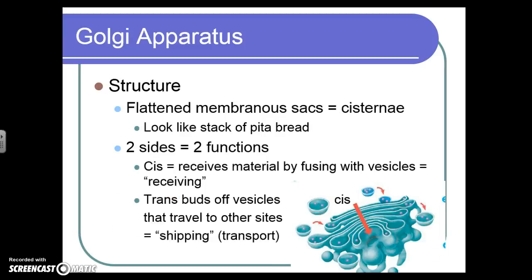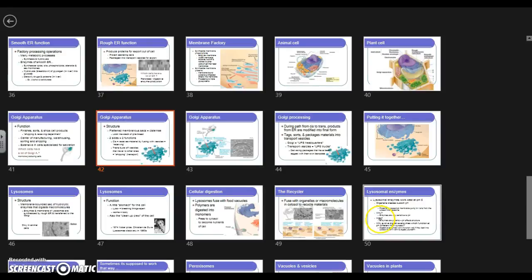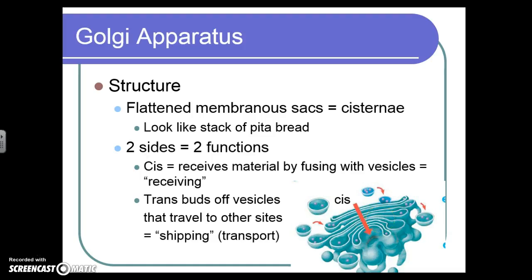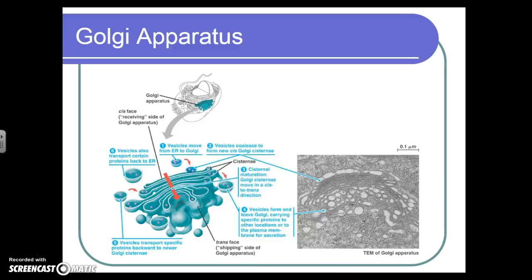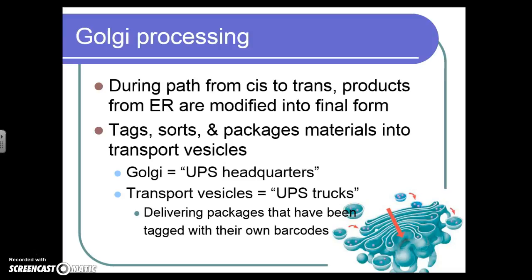So as I mentioned a couple seconds ago, we're looking at the structure of it from the cis to trans face. Flat membranous sacs, called cisternae, are located there. It enters through the cis face and exits through the trans face. Okay. So I believe that is also one of your questions on your study guide or your testing your understanding, looking at that structure.